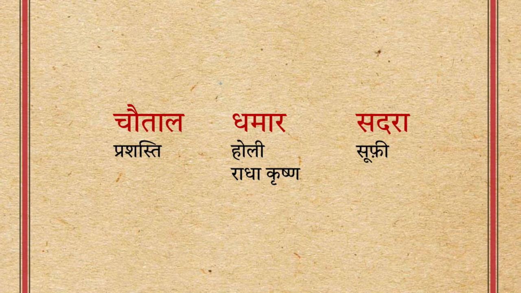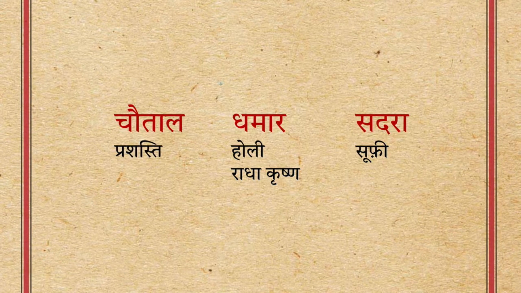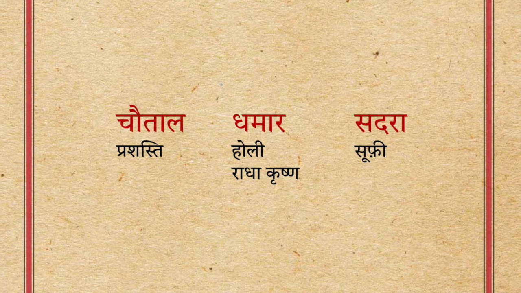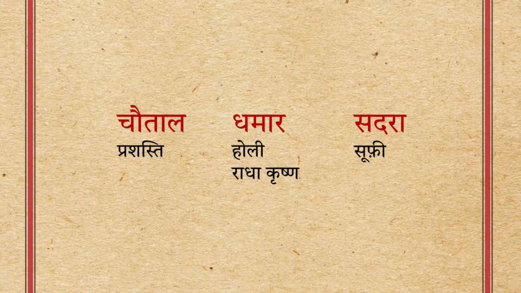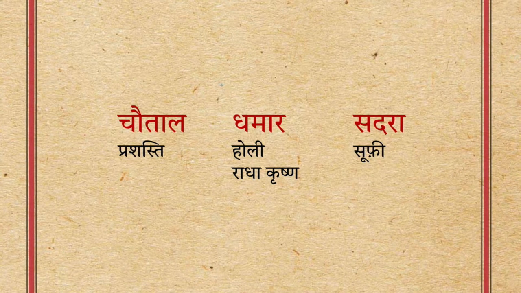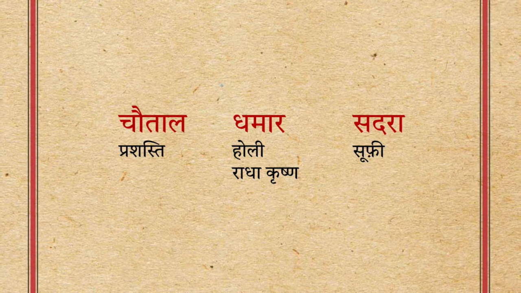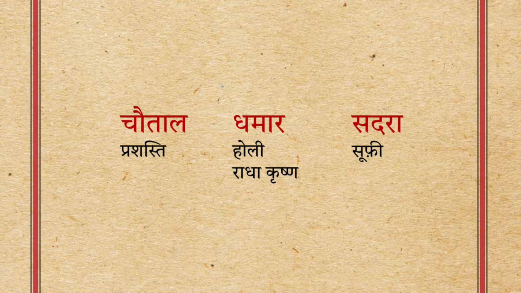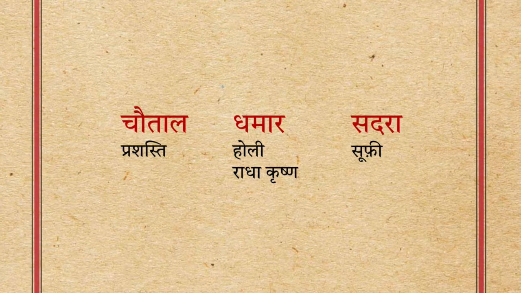Dhamar is set to a 14-beat tal, or rhythm of the same name, Dhamar. It's somewhat lighter in mood than the Chautal, and the type of poetry most commonly used in Dhamar is poetry about Radha and Krishna and their love play, including their love play at the time of the festival of Holi.